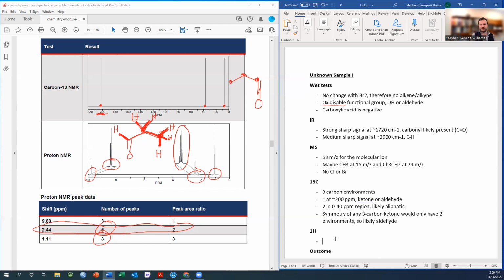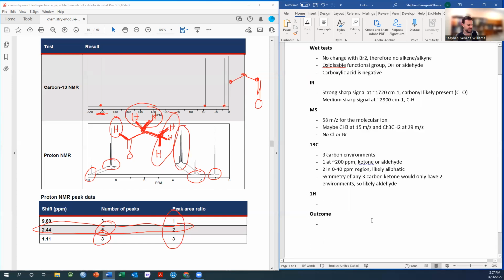Last but not least, I want to look at my peak area ratio and see, is this holding as well? I have a 1 to 2 to 3 ratio between my signals. Well, I have 1 proton here, 2 on that middle carbon, and 3 on my terminal. So everything holds. So we're just going to put all this in and then confirm it and put it together.